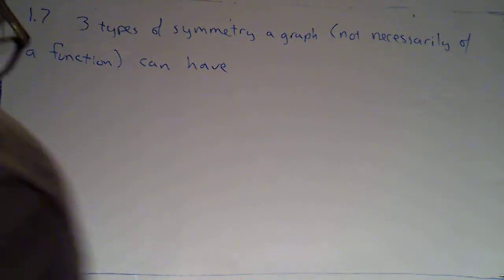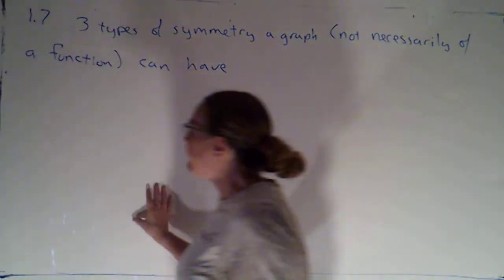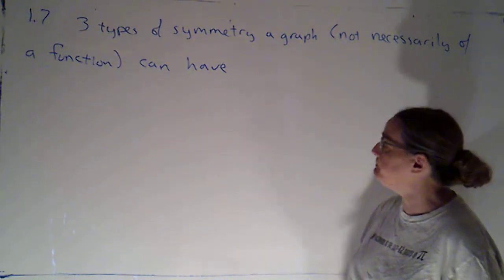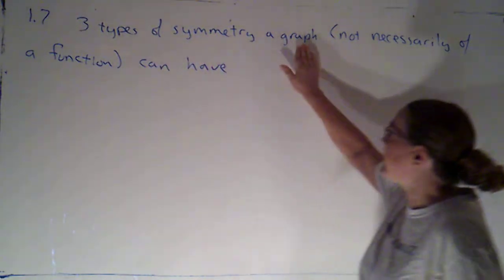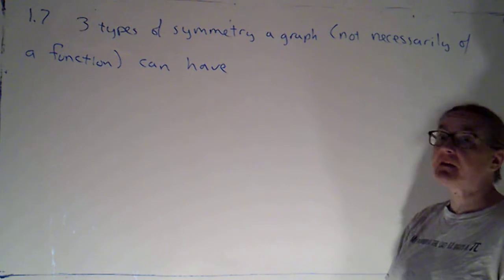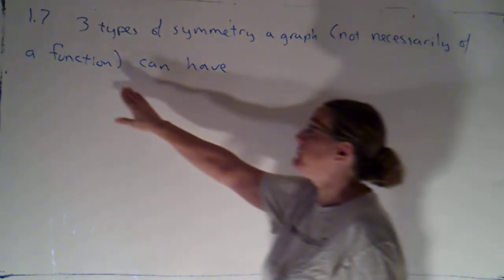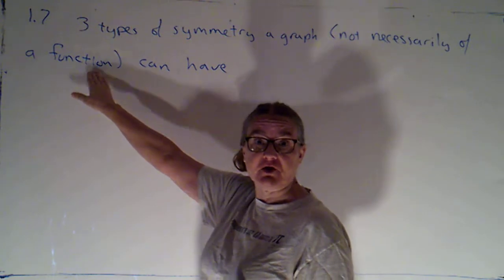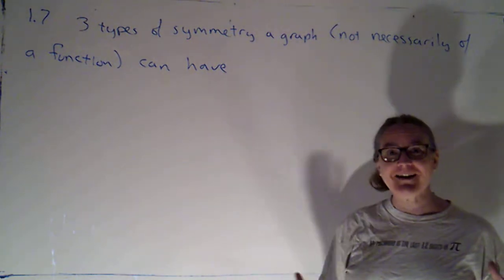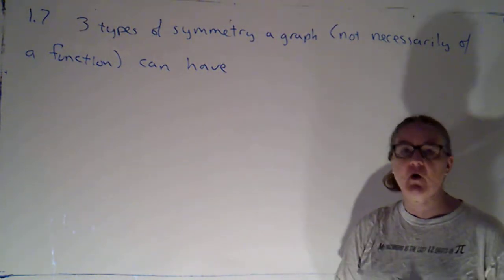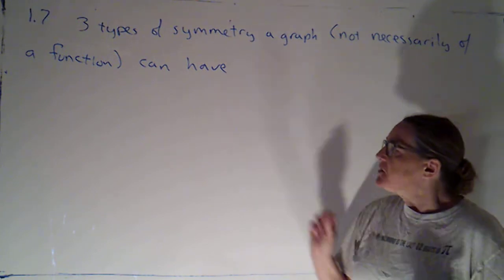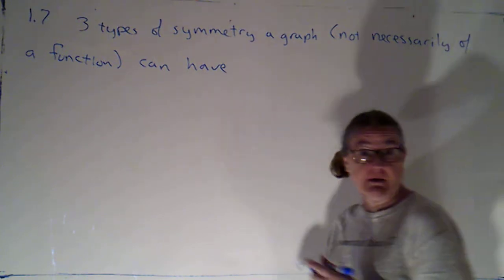We are starting section 1.7, and the first topic in 1.7 is about 3 types of symmetry that a graph can have. One thing that's very important to note is that at this moment, we're not necessarily restricting ourselves to talking about functions. Many of the graphs that we're talking about will be functions, but not all of them will be. So the first type we've seen in one of our parent functions.